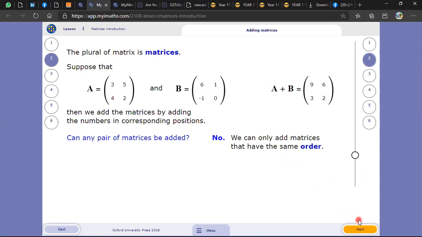The reason why it is no is because we can only add matrices that have the same order. This also extends to subtraction, addition and subtraction. When you want to subtract matrices or add matrices, you need to take note that their orders must be the same before you can add.